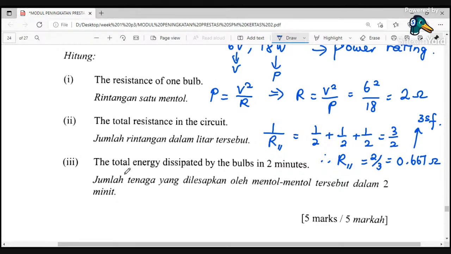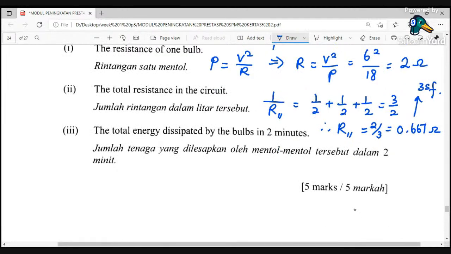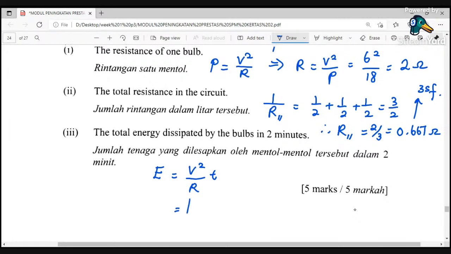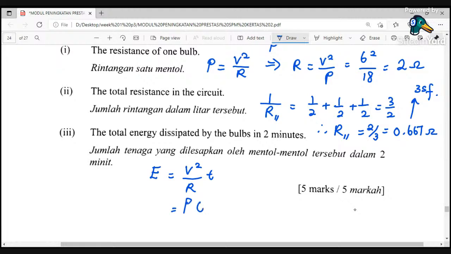Okay, total energy dissipated by bulbs in 2 minutes. So E equals to, if you have value of current, you can calculate using I squared R T. But now we don't have, so V squared over R T. So can. Okay. Ataupun P T. Sebab power dah diberikan pun boleh.